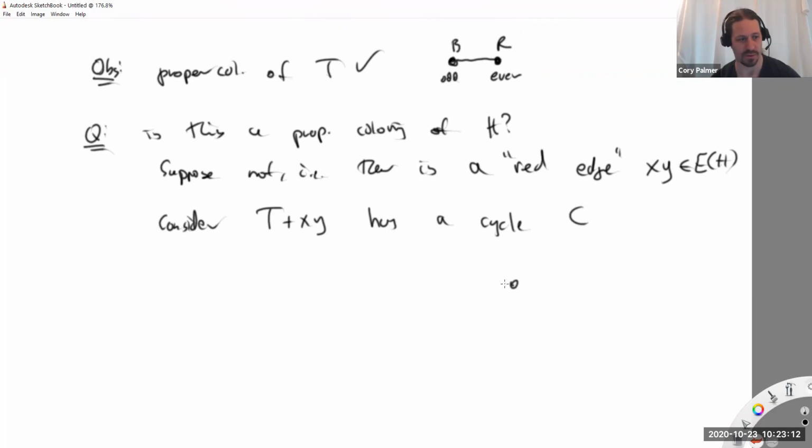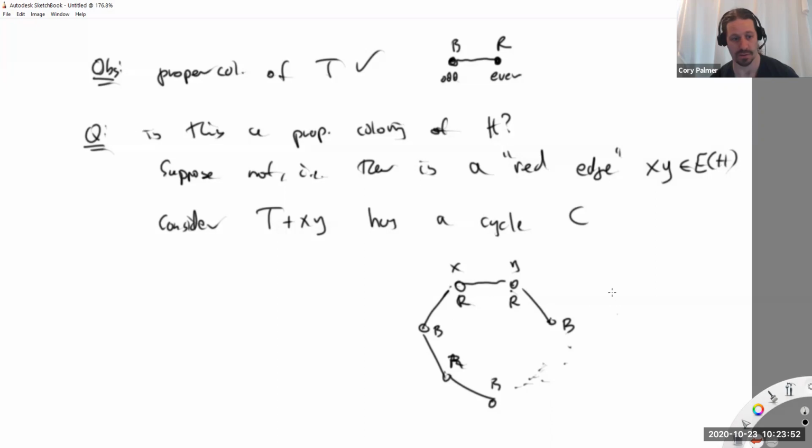Okay, let's look at the cycle real quick. That cycle contains edge X and Y, and then it contains some other edges that are all in T. This is red, and this is red. This is necessarily blue. All the other edges are in T, so they obey that they don't have the same color on both ends. So red, blue, and so on and so forth, and then eventually blue here. And if you check the parity of this cycle here, I alternate red, blue, red, blue, red, blue, red, blue, and then one more red at the end. This cycle has odd length.